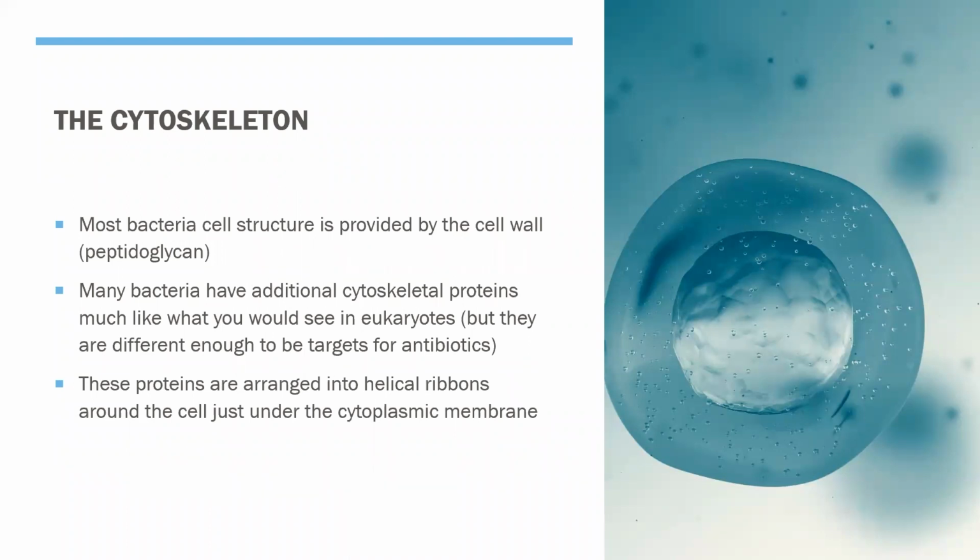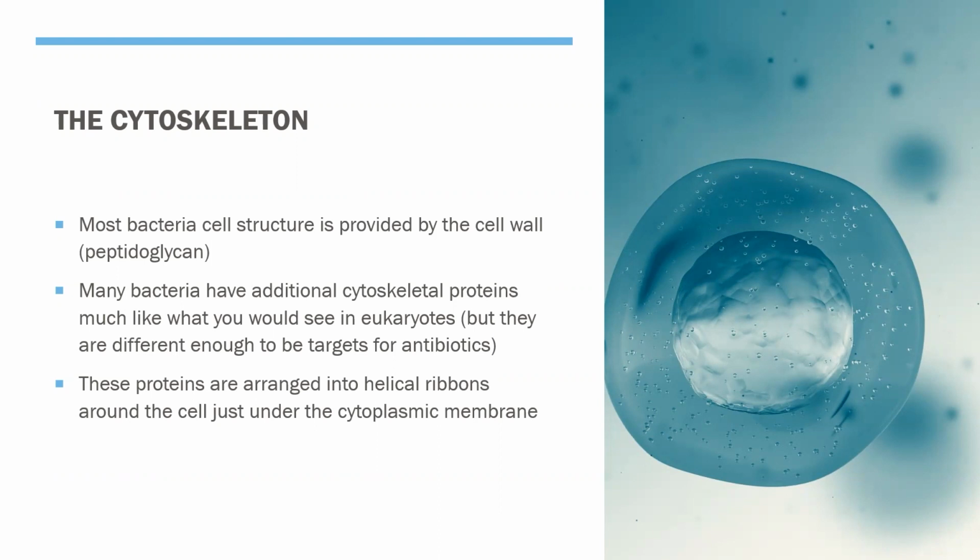Almost all bacteria are going to have a very strong cell wall. They should have peptidoglycan, whether it's gram-positive or gram-negative. And the cell wall is the key feature used to provide bacterial cells with their structure. Now, that said, many bacteria have additional cytoskeletal proteins to further assist in their cell structure.